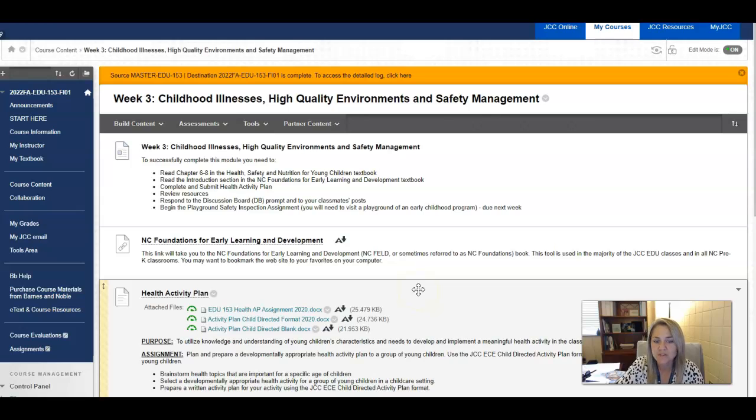Google, do some research on what different types of health activities are appropriate for an early childhood classroom, because that is the main focus. I want to be sure that you understand that your activity plan is age appropriate and that it covers an important health topic, something that children need to know about related to health in the classroom. So any questions you have, please let me know.